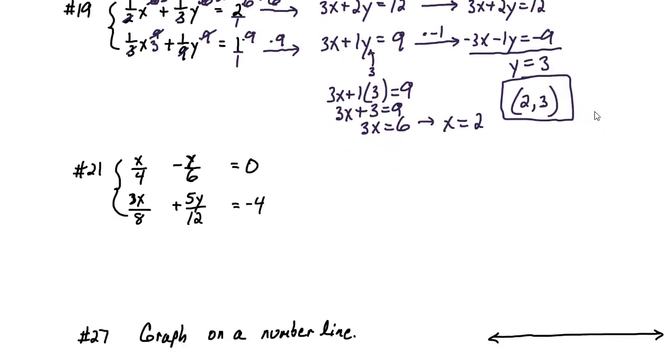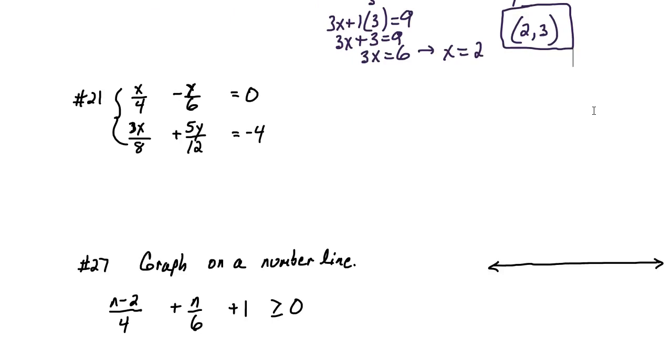Number 21 is very similar. We have a system of equations. Both of the equations have fractions. Let's clear those fractions by multiplying by the lowest common denominator. So what is the LCD of a 4 and a 6 and a 1? It would be 12. Let's times that by 12, times that by 12, times that by 12.